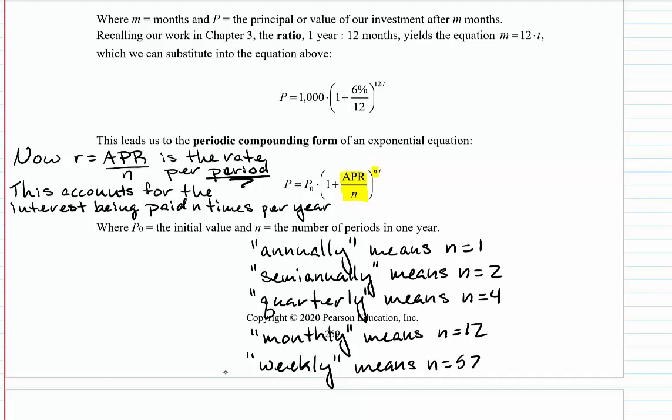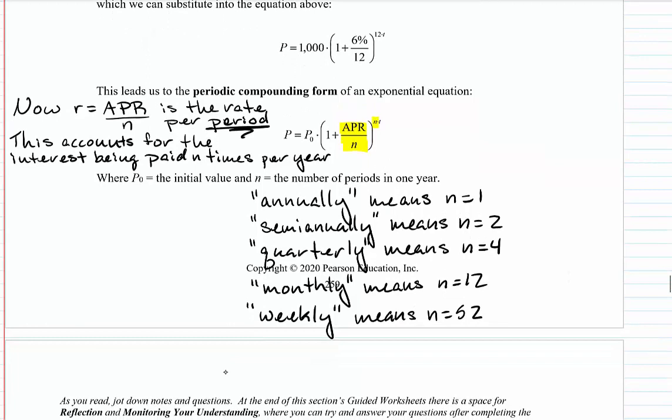And if you have room to write that on that page, this last part, if you have room, put it on that page or put it on the next page, that's fine. If it was daily, well, there are 365 days in a year, so n would be 365. And these are the most common scenarios we are going to encounter.